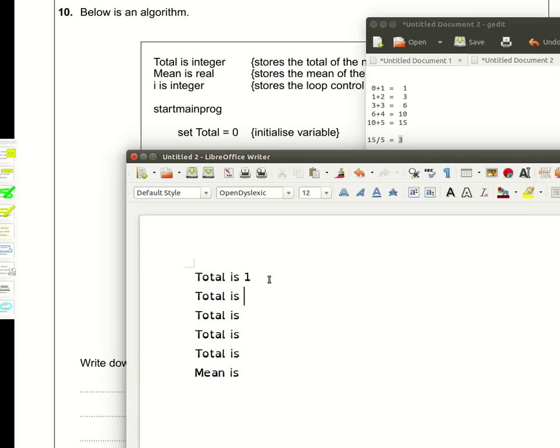total is 1, total is 2. Sorry, my mistake, even though I've just explained it. As you can see, it's so easy to make a silly attention mistake like that. Total is 3, 6, 10, 15, and then the mean is 3.